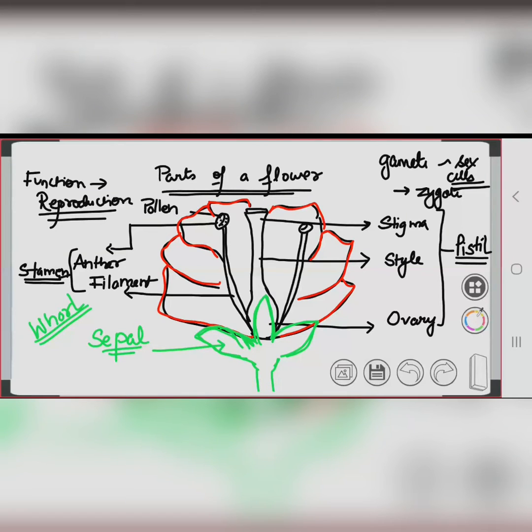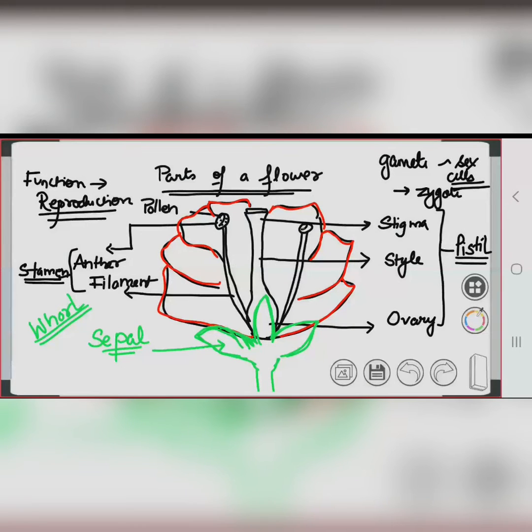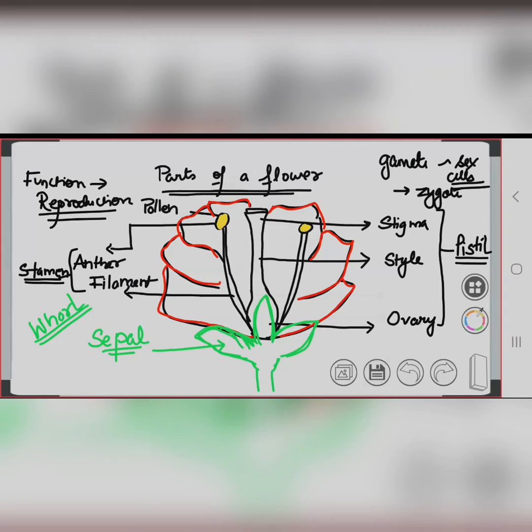Which part is the anther? Anther is basically the topmost part of the stamen. I'll color it yellow. This part is your anther. This is the anther. Fine. On the anther, you will find pollen.